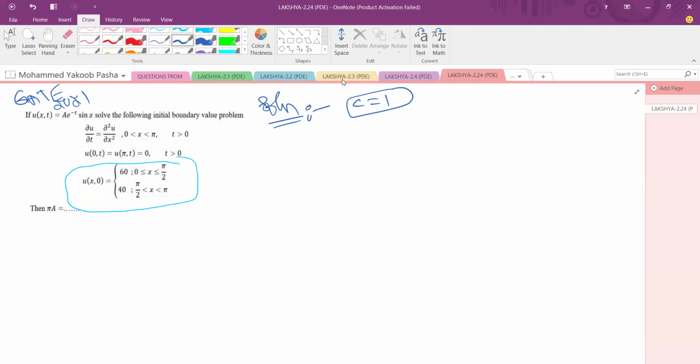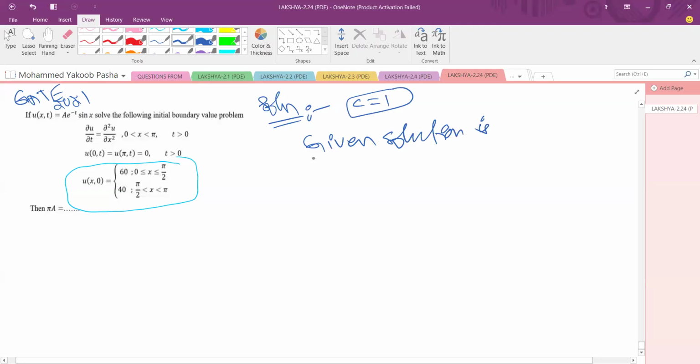Now, given solution, we are given already the solution is given. Given solution is u of x comma t is equal to a into e power minus t sin x.